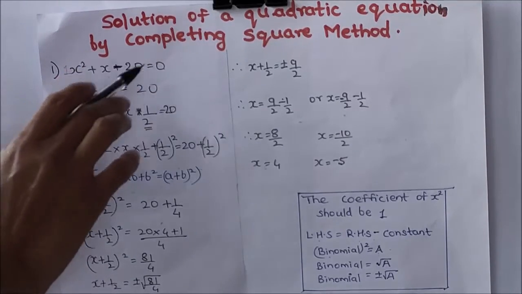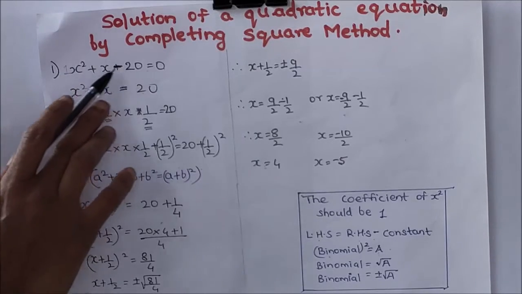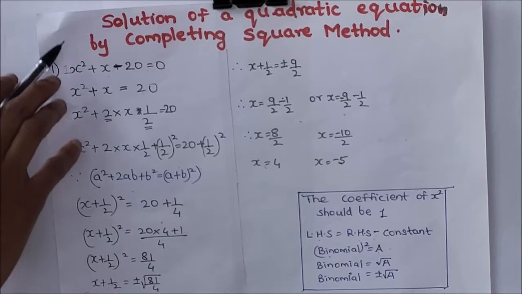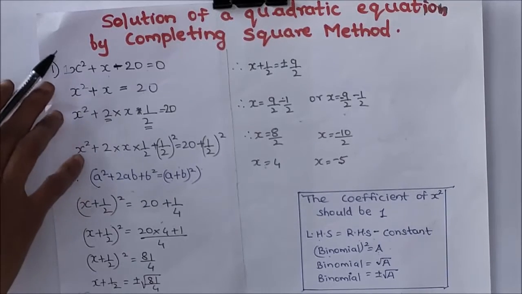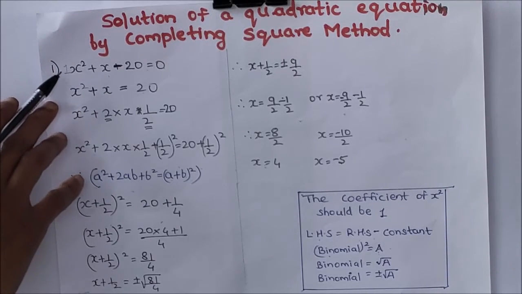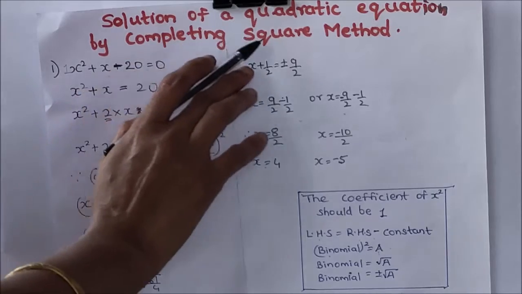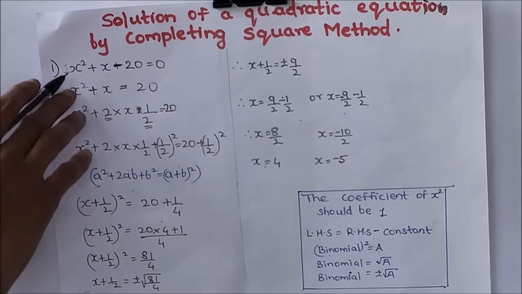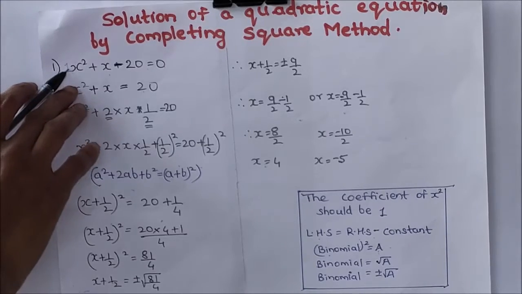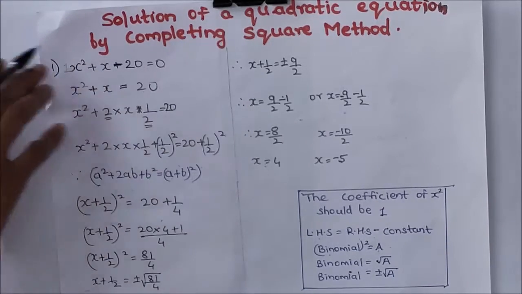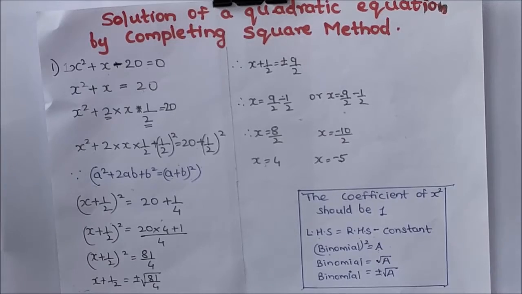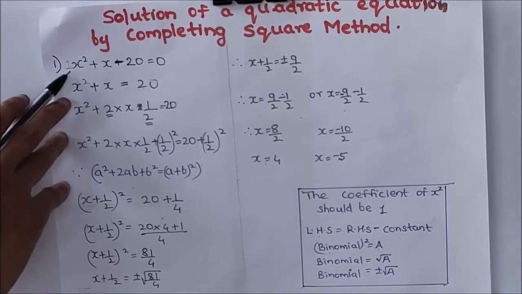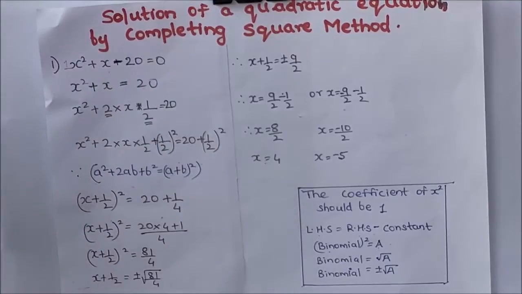Initially you have to see the given quadratic equation. The first term, that is, the coefficient of x square, should always be 1. Then only we can solve this by completing square method. If it's not 1, suppose this is given 2, we have to divide the whole equation by 2 and then solve it. Here already the coefficient of x square term is 1, so we need not divide it.